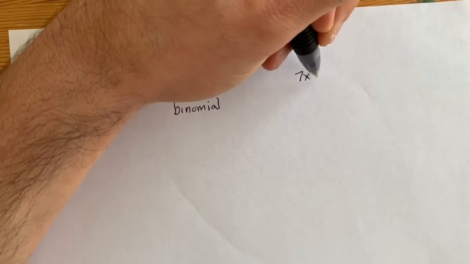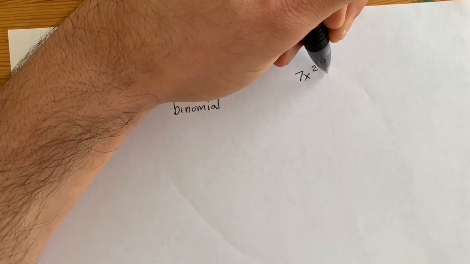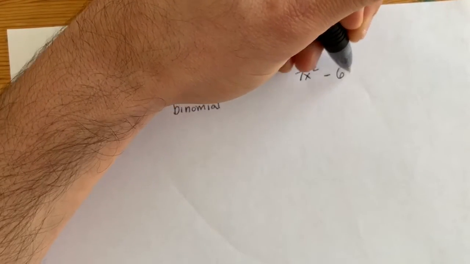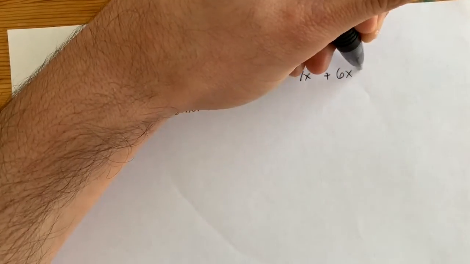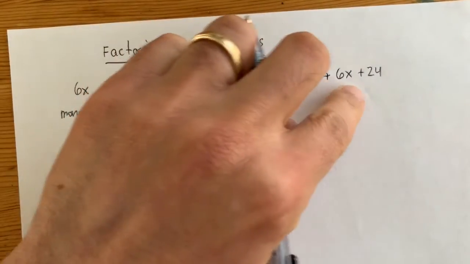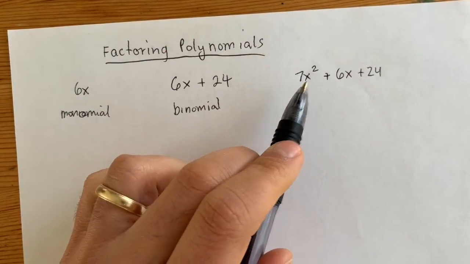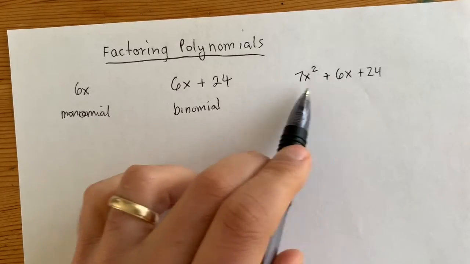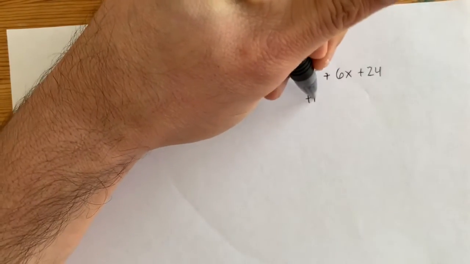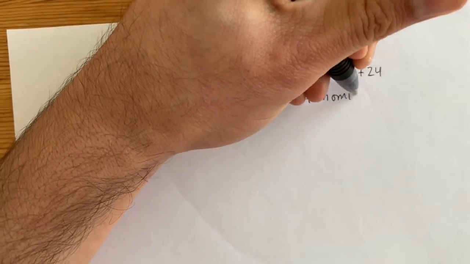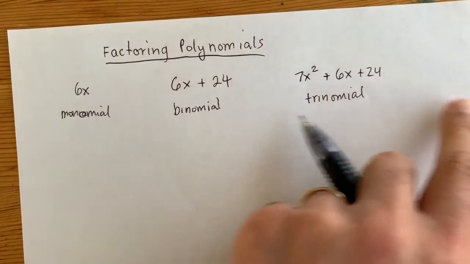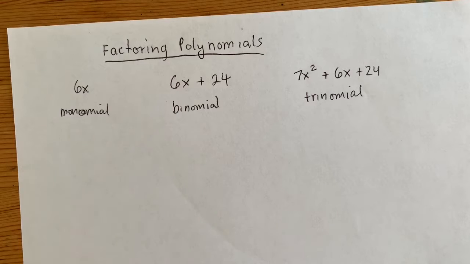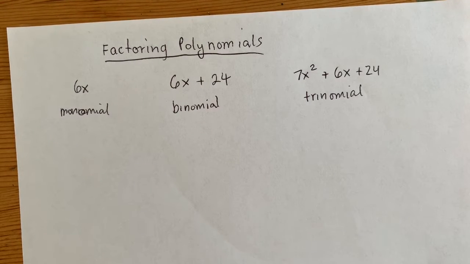Let's say I had 7x squared plus 6x plus 24. Notice these are all three different terms. x squared is different than x to the first, and then this doesn't have an x. They cannot be combined. This would be a trinomial. And then anything beyond that we just call polynomial. Poly, the prefix, means many.